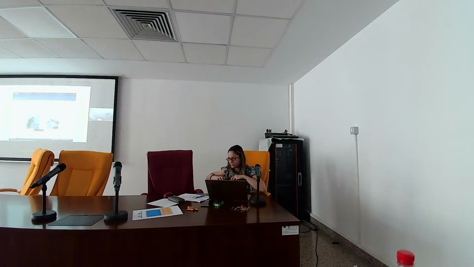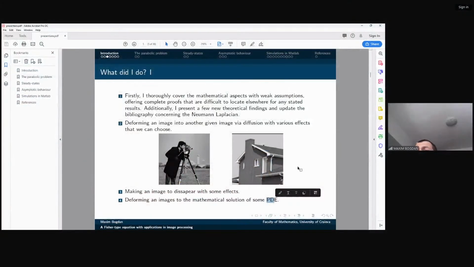So I can transform an image into another with this Fisher equation, making an image disappear and deforming an image into the mathematical solution of some PDE. This is interesting for seeing how the differential operators act on an image. This is nice to see.